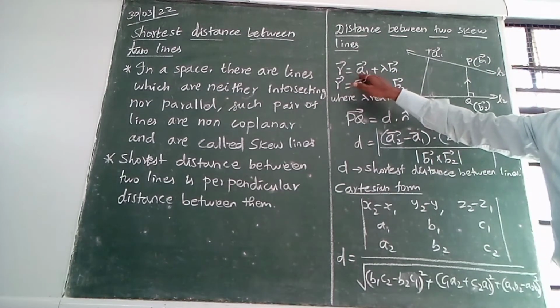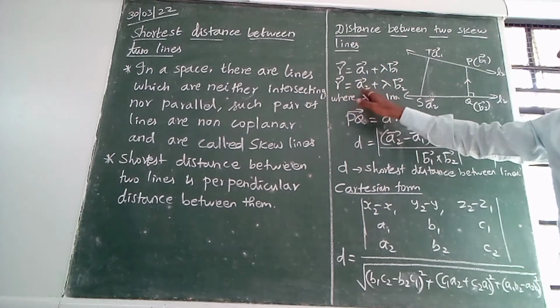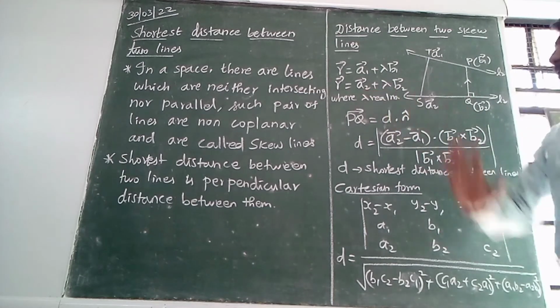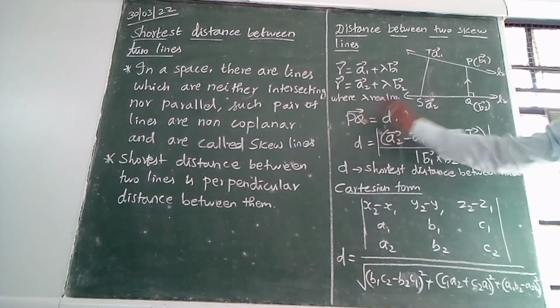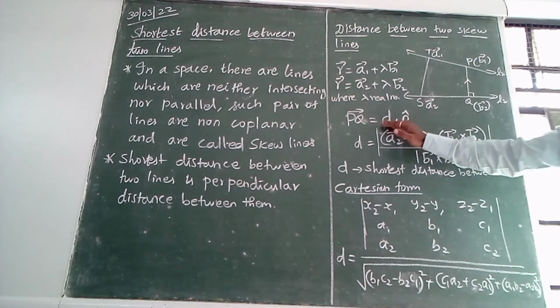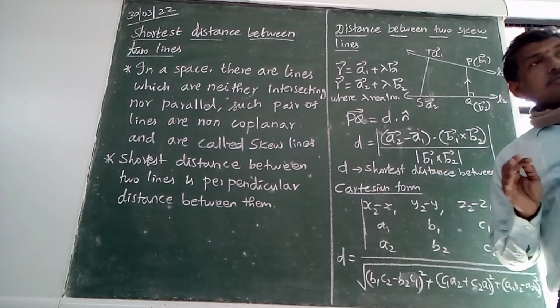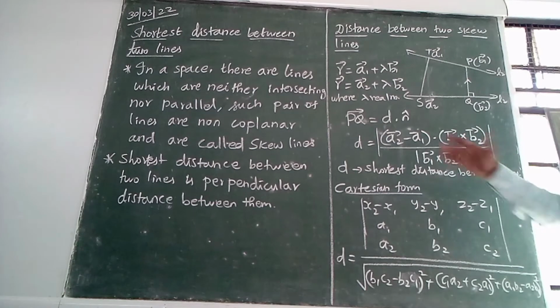R vector equals A1 vector plus lambda B1 vector. Then R vector equals A2 vector plus lambda B2 vector, based on the two lines. Here lambda is a real number. So PQ is nothing but the distance dot n cap. What is n cap? Vector, you studied, no? n cap is the unit vector, the magnitude of it. So the same thing we are using.